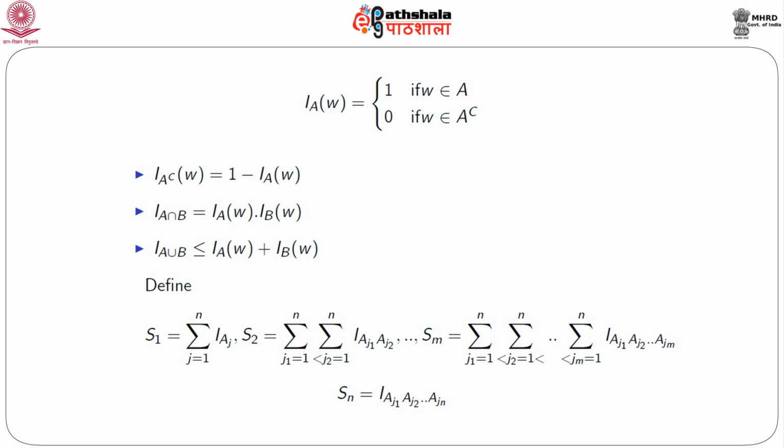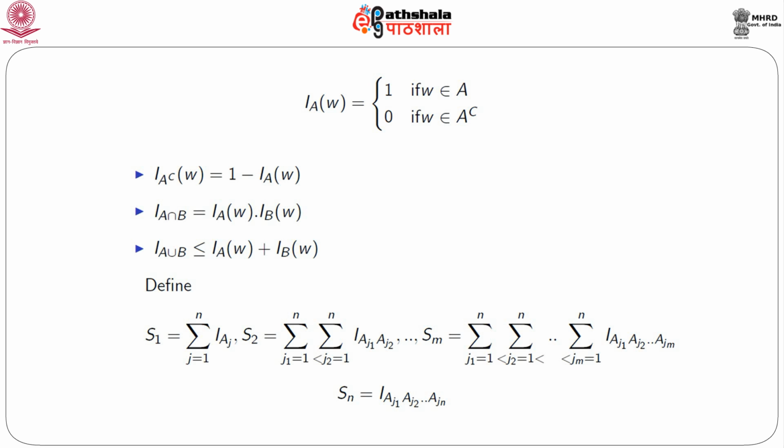Once we define this indicator function, a few results immediately follow: I_{A complement}(ω) will be 1 minus I_A(ω), I_{A intersection B}(ω) will be I_A(ω) times I_B(ω), and I_{A union B} will be less than or equal to I_A(ω) plus I_B(ω). These are the three important results that immediately follow.